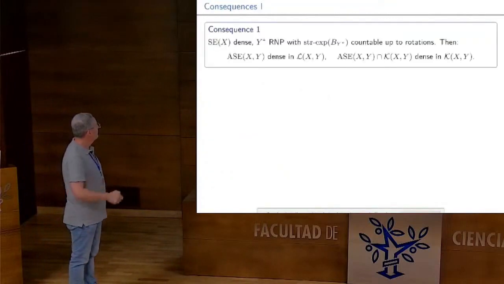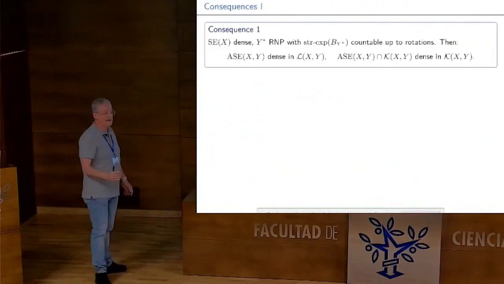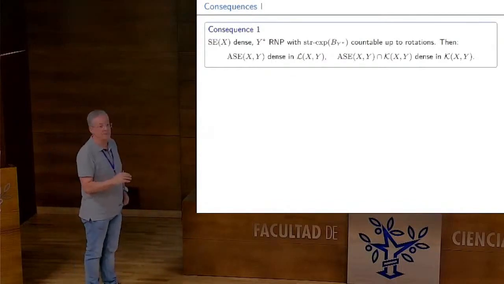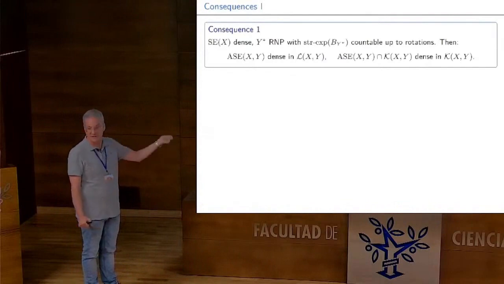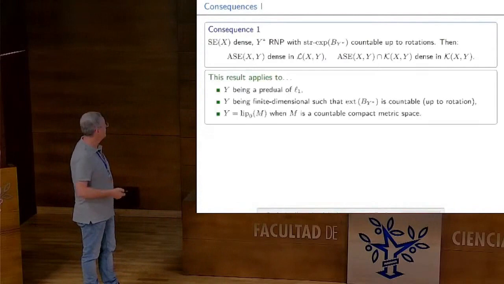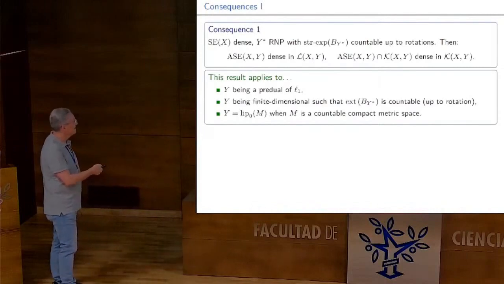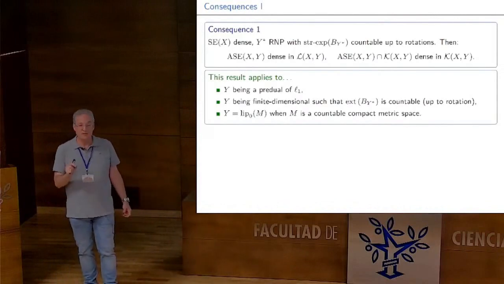Okay. So first consequence. Suppose that the set of strongly exposing functionals on X is dense, and Y star has the Radon-Nikodym property, and the set of strongly exposing functionals on the unit ball of Y star is countable up to rotation. Then the set of absolutely strongly exposing operators from X to Y is dense, and the set of absolutely strongly exposing compact operators is dense in the set of compact operators. Okay, you can apply this to Y being a pre-dual of little l1. We don't know if this has property A or not, property B or not, but this is very interesting. Y finite dimensional such that the set of strongly exposed points of the dual is countable.